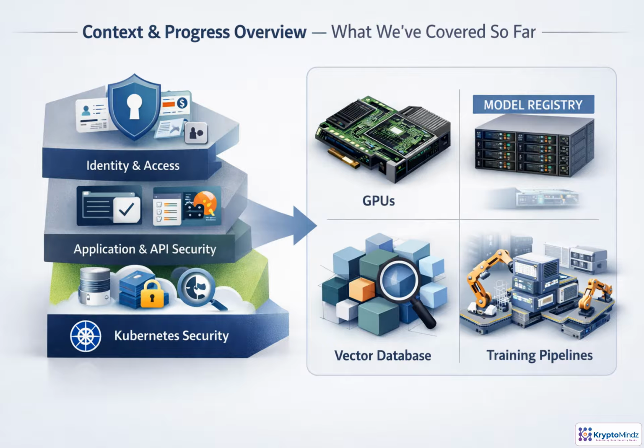So far, we've built the security stack layer by layer: identity, application, and API controls, cloud posture, and Kubernetes. Now we'll apply those controls to AI infrastructure itself, including GPUs, model registries, vector databases, and training pipelines.